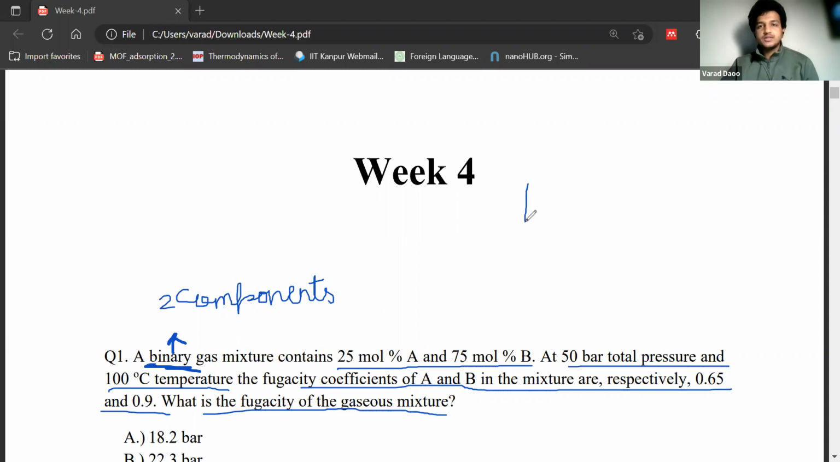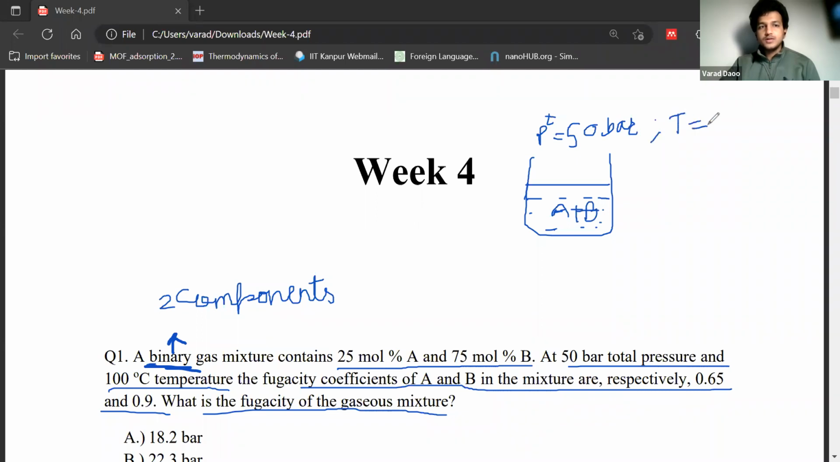What we basically have is a container. This container is filled with a binary mixture of A and B. Let's say the components are A and B, and it is at a total pressure of 50 bar. Then the temperature is 100 degrees centigrade.